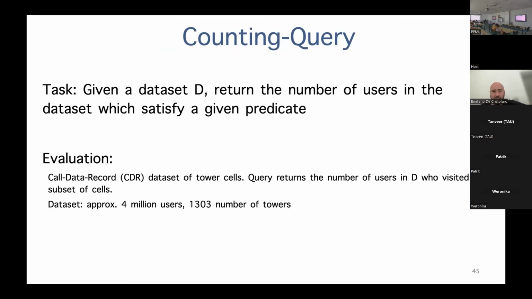telcos, network providers, that have these call data record data sets. These data sets contain data about who called who, from where, at what time. Or who connected to which tower cell to, I don't know, browse the internet or send SMS at a given time. These are very, very useful data sets in many different kinds of applications.